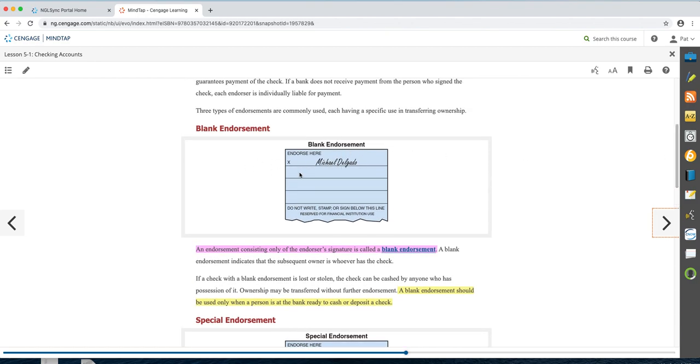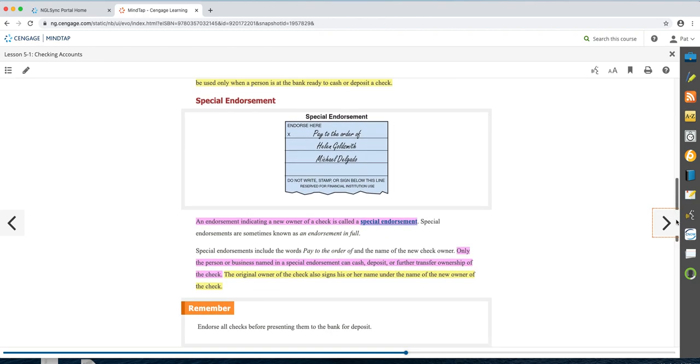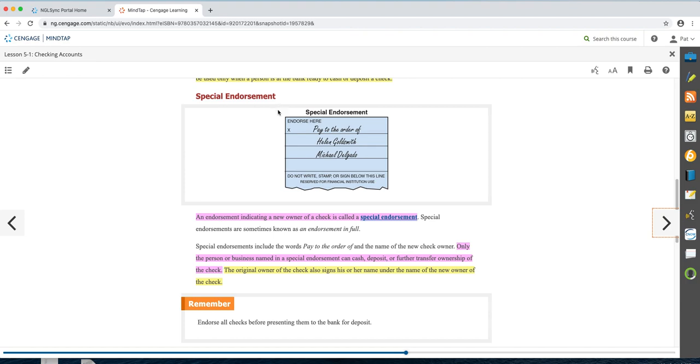Like when your grandma writes a check for your birthday, you just sign your signature. Special endorsement is when you transfer this endorsement to a new owner. So someone writes me a check, then I transfer it. Someone wrote Michael a check, so he's transferring it to Helen Goldsmith. He writes pay to the order of Helen Goldsmith, and then writes his name. This rarely happens in personal life, probably rarely happens in business anymore. This is something that used to happen more frequently.